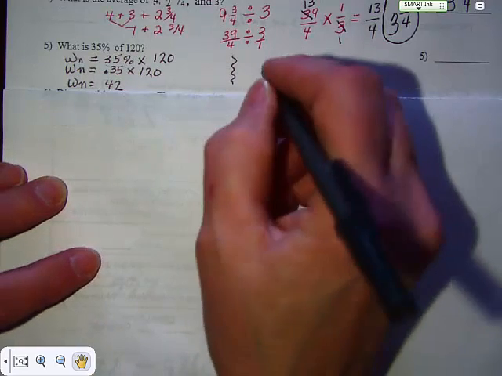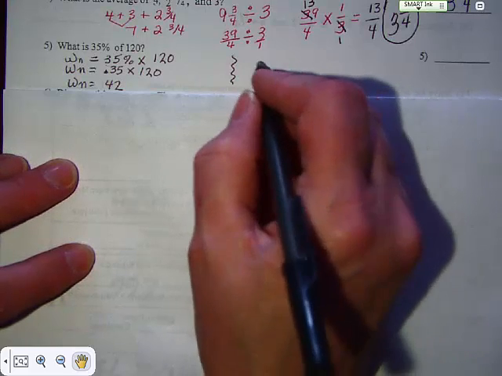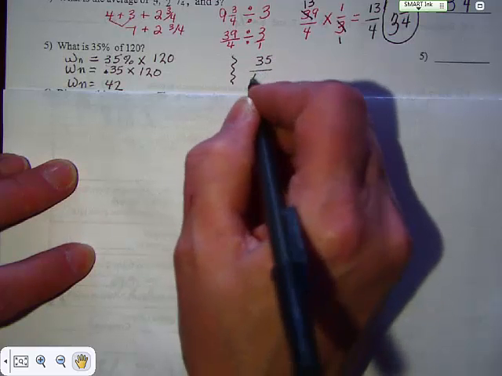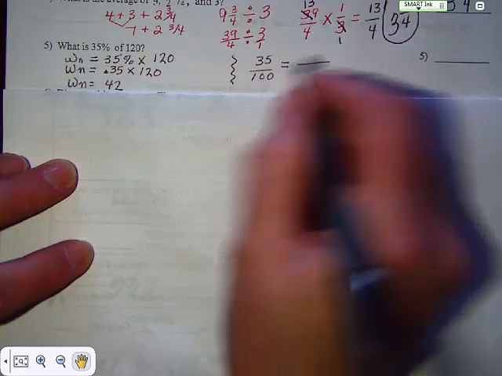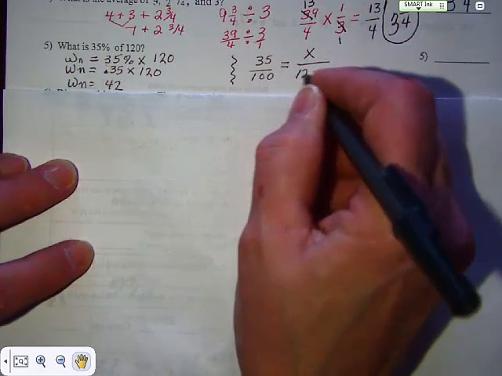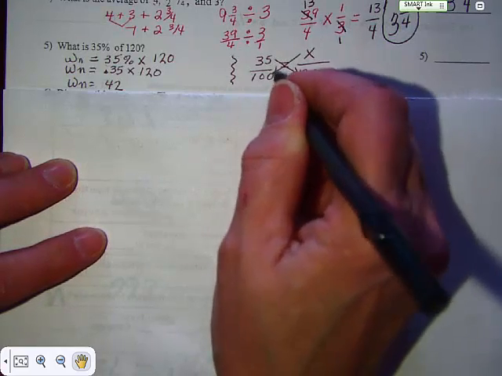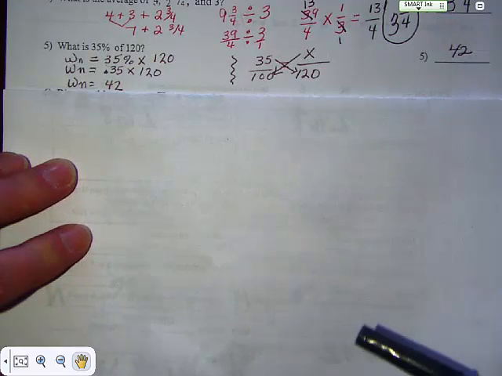Now, there's another way to set this up, which might be nicer for you. I don't know, it depends on you. 35% can be written as 35 over 100. And that is equal to whatever number is 35% of 100, that's your variable. And then we have 120 right there. Cross multiply. And you will still get 42. Either way works.